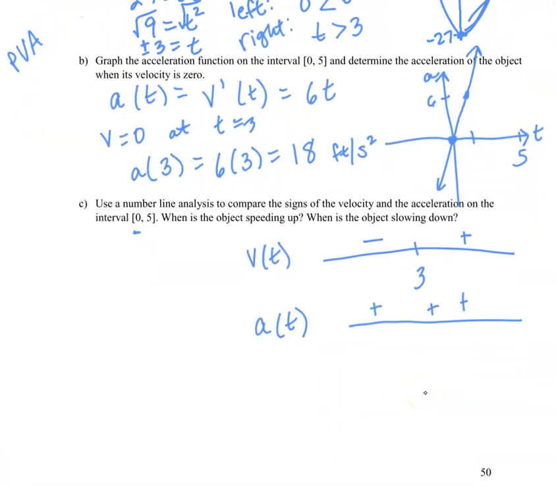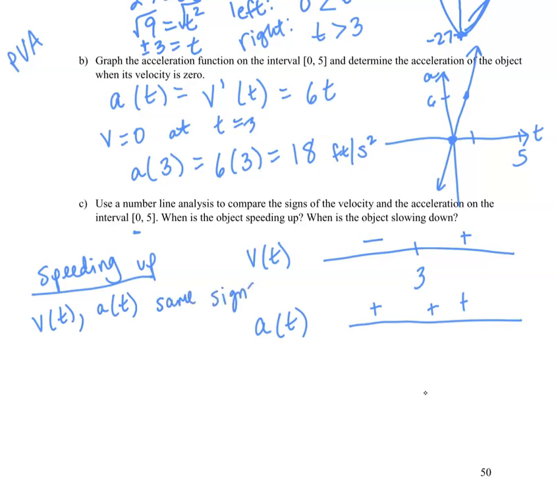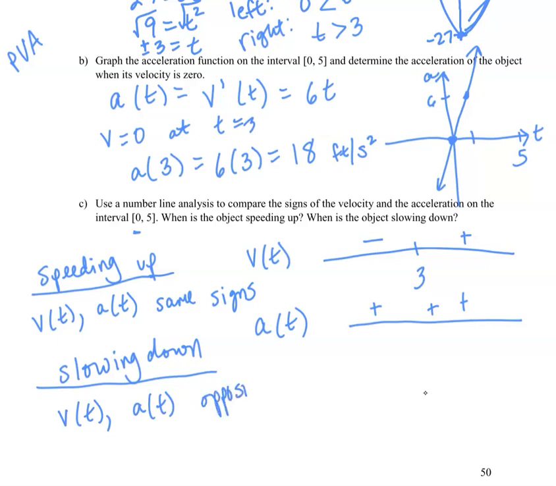So here's what you need to know about the rest of this question. The particle is speeding up when the velocity and the acceleration have the same signs. They're both positive or both negative. The particle is slowing down when the velocity and the acceleration have opposite signs.